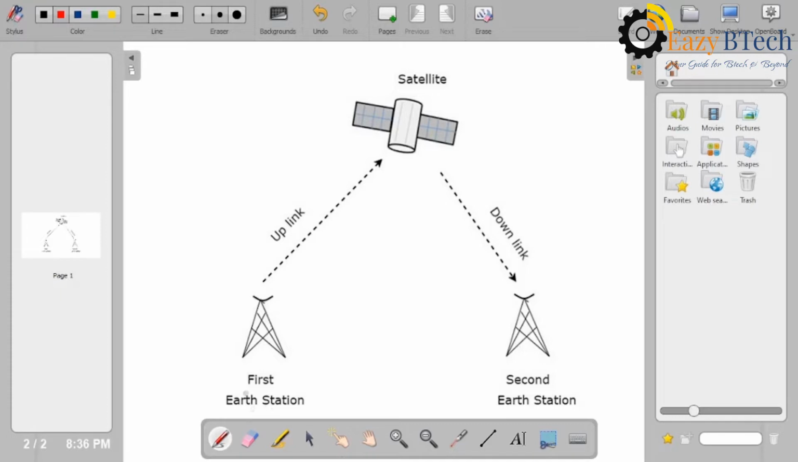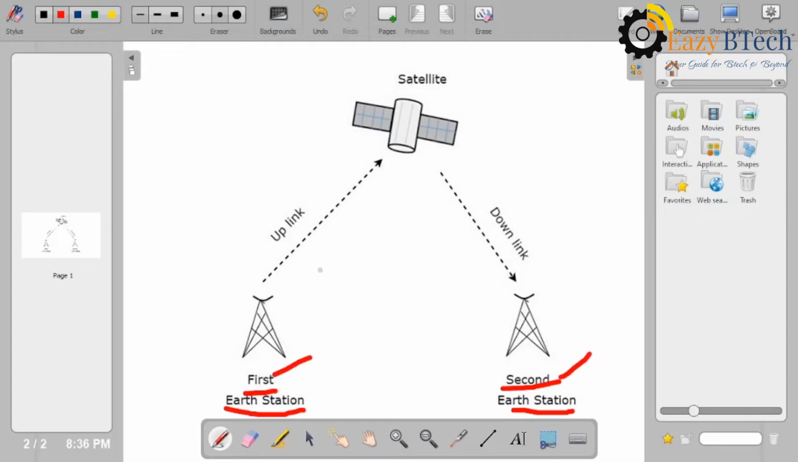The first earth station is one system, and this is another remote system, the second earth station. Why do we call this an earth station? Because we are communicating data wirelessly, and the satellite is in the air, around the earth. Since we live on this earth, we call it an earth station. So this is the first earth station and this is the second earth station.